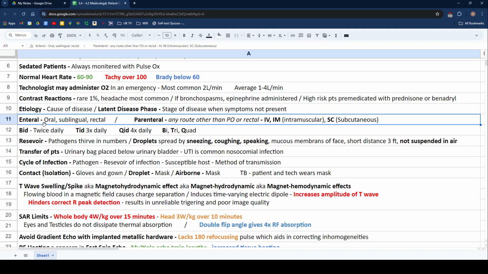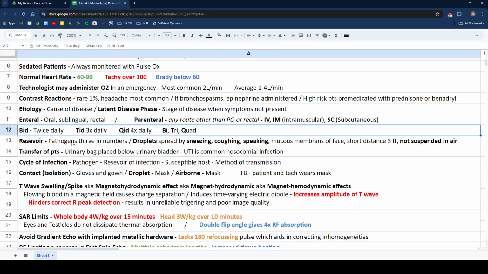Enteral delivery of drugs is oral, sublingual, and rectal. Parenteral is any route other than PO or rectal, so IV, intramuscular, or subcutaneous. BID is twice daily, TID 3 times, QID 4 times; bi, tri, and quad.